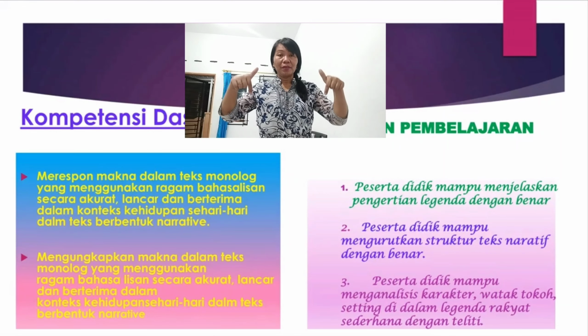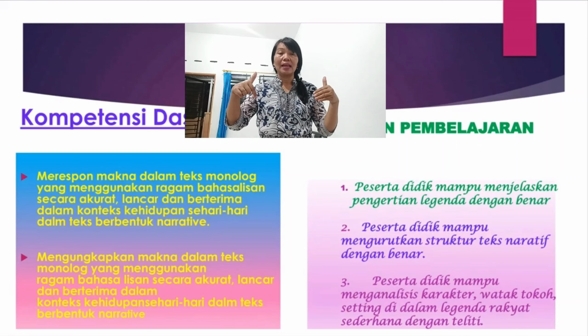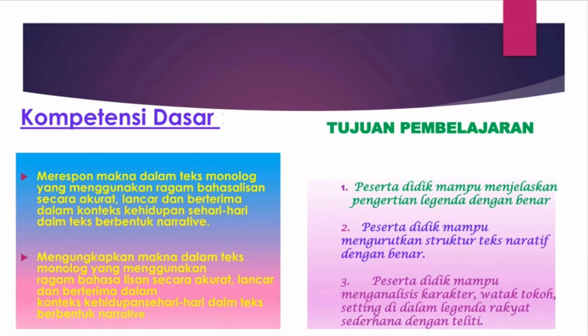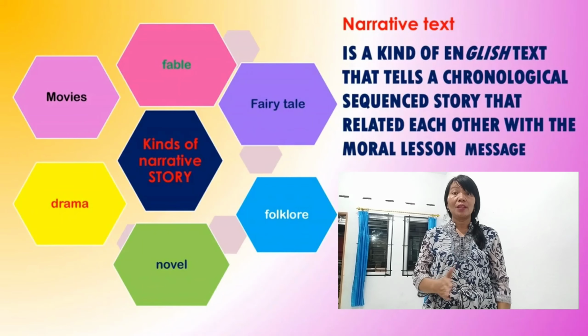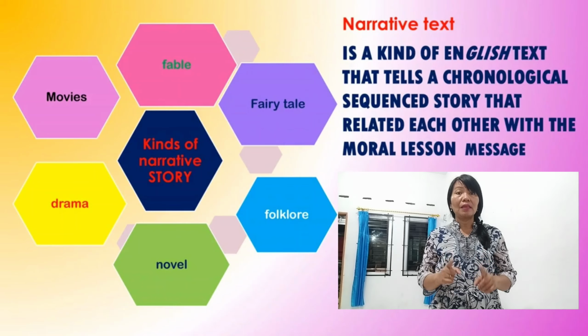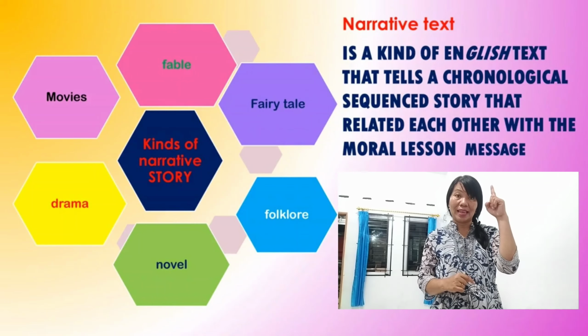And again, here below are the basic competency and the purpose of learning narrative. Okay, just look here. Today we're going to discuss narrative text. Narrative text is a kind of English text that tells a chronological sequence of events related to each other, with a moral lesson story. Okay, look above.